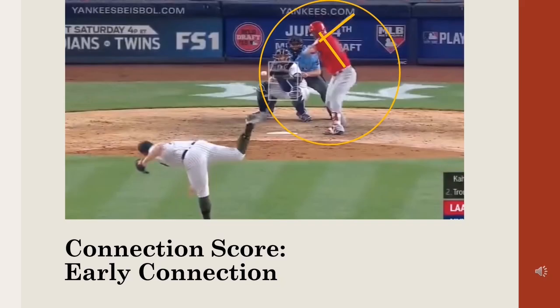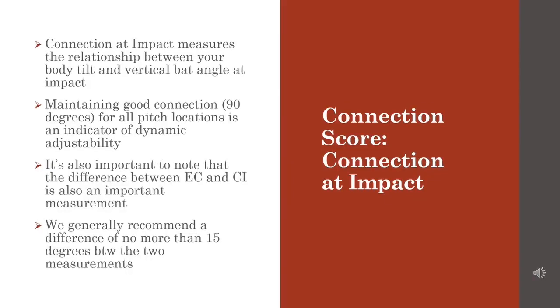Here's a good visual of the early connection. You can see the two orange lines between the spine and the bat, and that's the measurement that they refer to as the early connection. As we mentioned, Blast is recommending a 90-degree angle between those two positions.